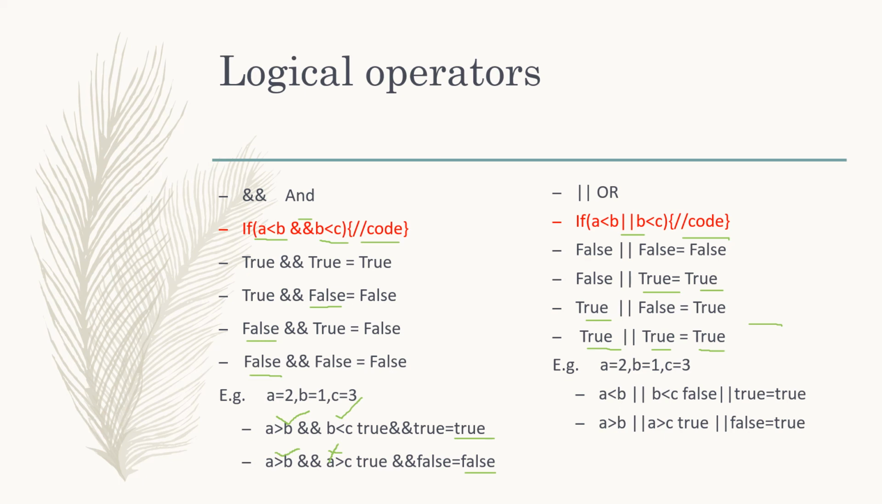Similarly, here, is A less than B? False. Is B less than C? True. Since one of them is true, it will ultimately be true and get executed. A is greater than B? True. A is greater than C? False. Again, one of them is true. This becomes true and the if statements get executed.